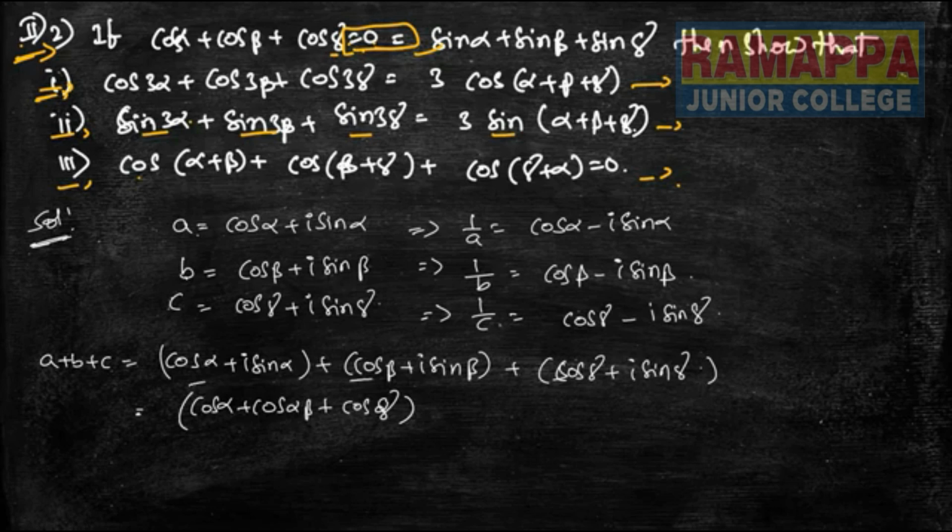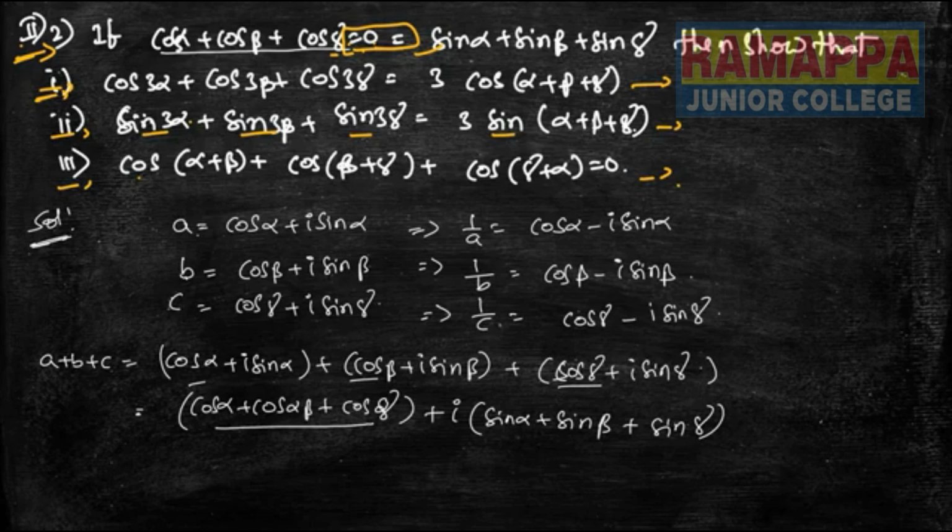So this cos alpha, this cos beta, this cos gamma, write at one place. So i into sin alpha plus sin beta plus sin gamma will come here. This also is 0 from the given question. So cos alpha plus cos beta plus cos gamma is equal to 0, plus i into this total, also 0 here. So A plus B plus C is equal to 0 here.